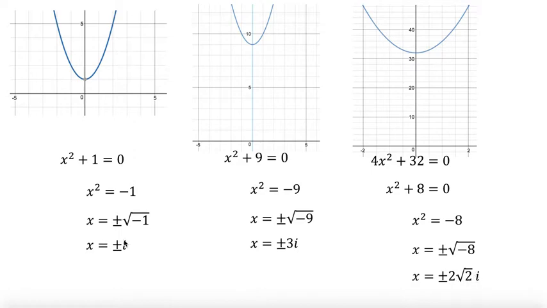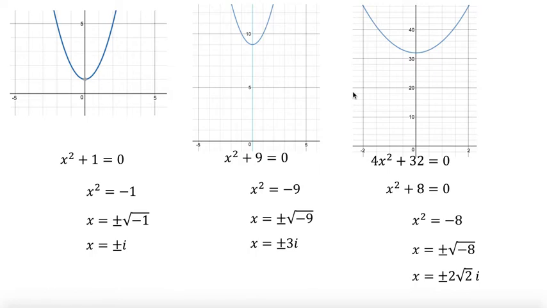So you see with each of these three examples, we end up with an imaginary number. And it's a pair of imaginary numbers, right? i and negative i, 3i and negative 3i, 2 root 2 i and negative 2 root 2 i. You've got perfect pairs here, as on the last screen too, because our vertex is on the y-axis, or the line of symmetry is the y-axis.